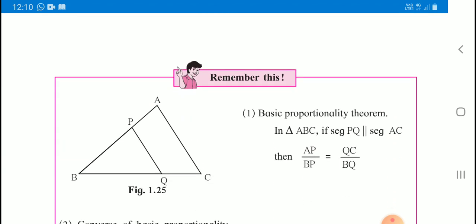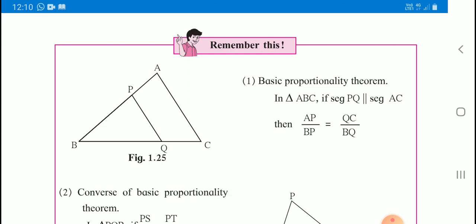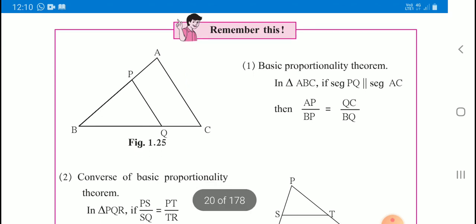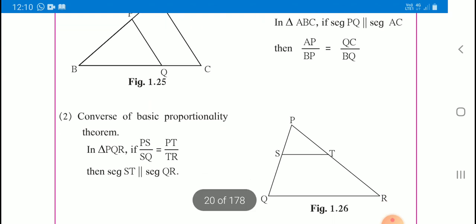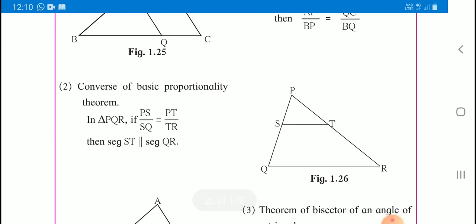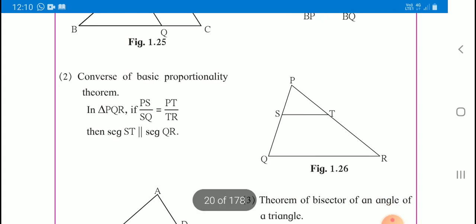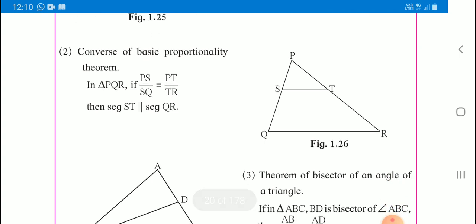Now, remember this basic proportionality theorem. In triangle ABC, if segment PQ is parallel to segment AC, then the ratio AP upon BP is equal to QC upon BQ. The converse of this, see figure number 1.26: in triangle PQR, if PS upon SQ is equal to PT upon TR, then we can say that segment ST is parallel to segment QR.